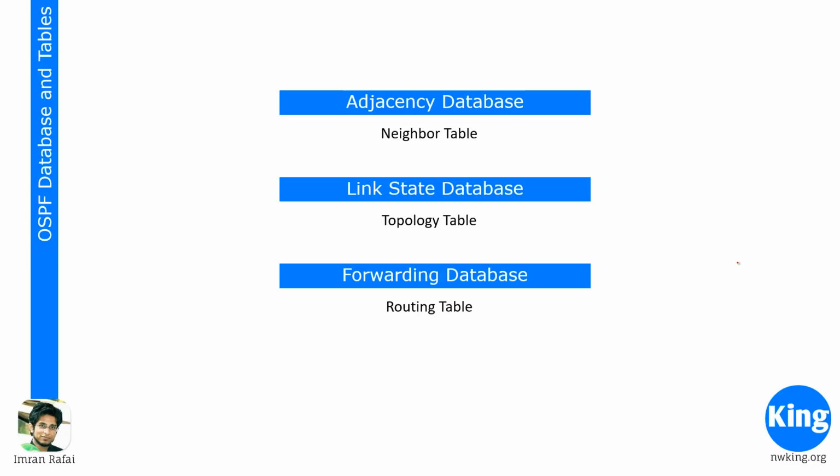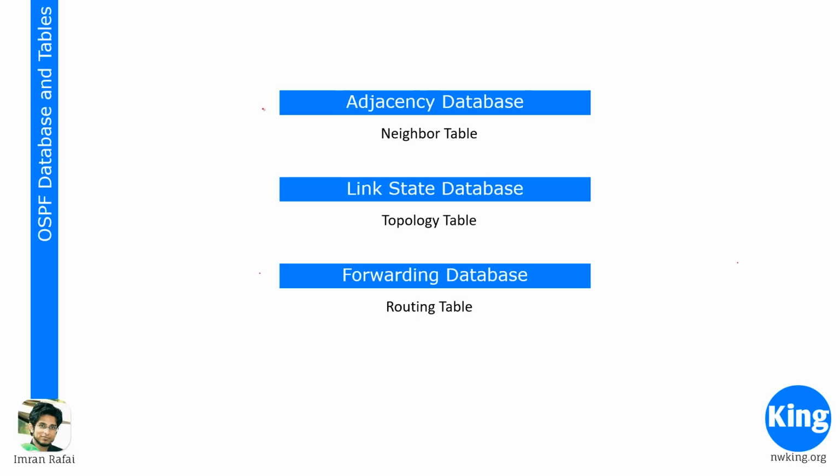Now OSPF has 3 databases and tables. So it creates an adjacency database, right? Now, these are databases that you're not really going to do much with. These are databases that you need to know for knowledge's sake. And I don't think you even need to go to this level for CCNA, right? This is more like a CCNP level topic, but still just know that OSPF has 3 databases.